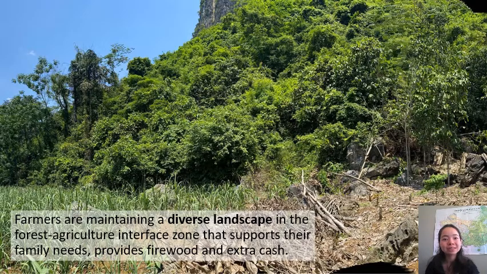In this picture, you'll see the sugarcane to the left, and to the right, you'll see the interface zone with a variety of crops, including taro roots. I think, unfortunately, my face is covering that, but you'll see other crops and trees in the background. So farmers are maintaining a diverse landscape in the forest agriculture interface zone that supports their family needs, like medicine, it provides firewood, and it provides extra cash.